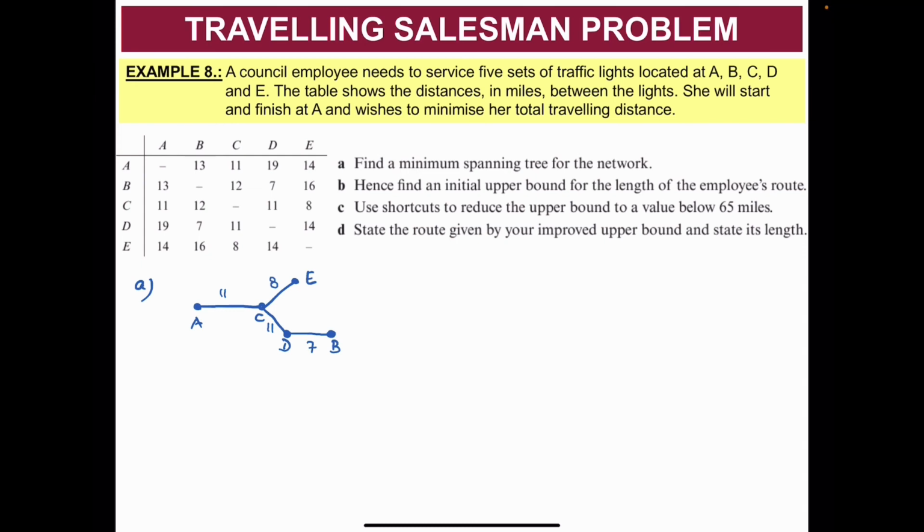Okay. Hence, find out an initial upper bound. So that's also easy. Initial upper bound is 2 times weight of minimum spanning tree.